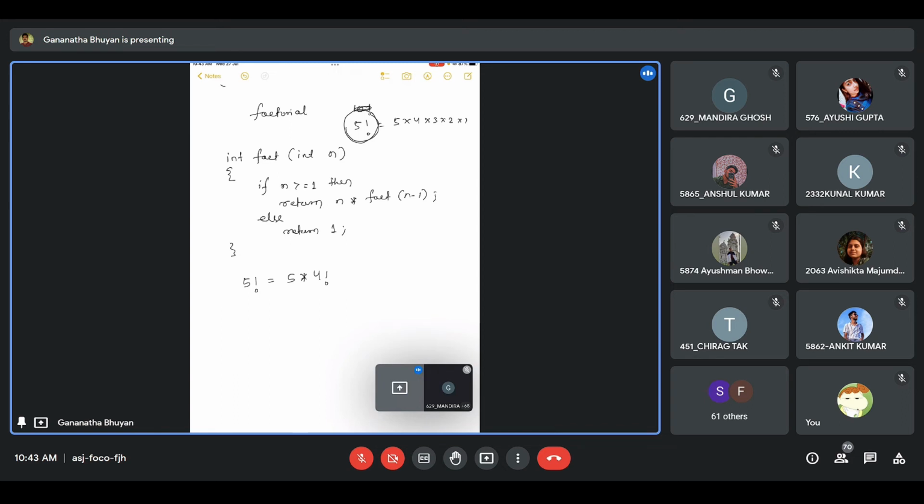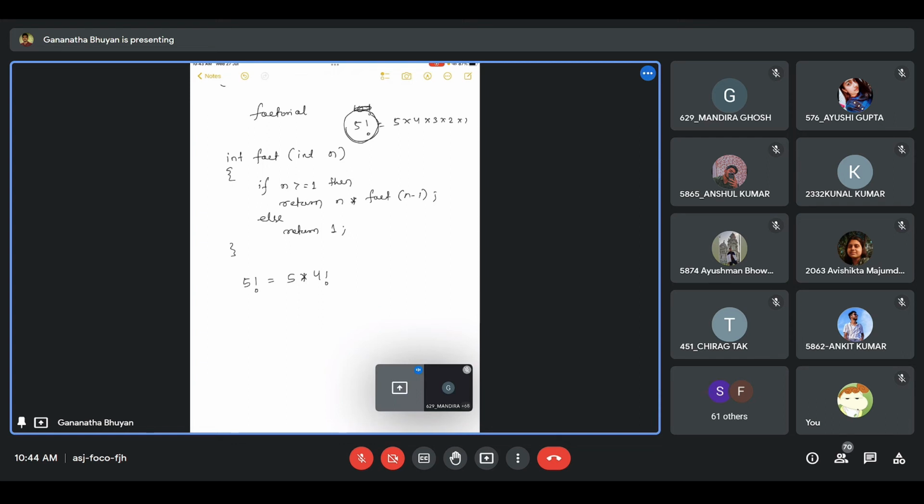I want to find the factorial value of n. So what I'm doing? If n has not reached the value of 1, when it is greater than or equal to 1, what I'm doing?